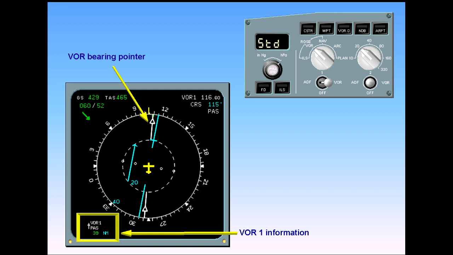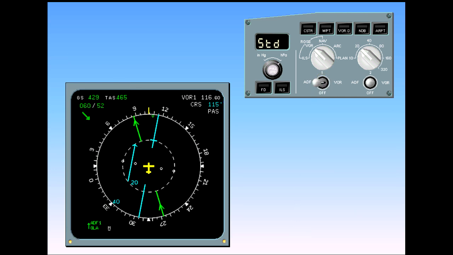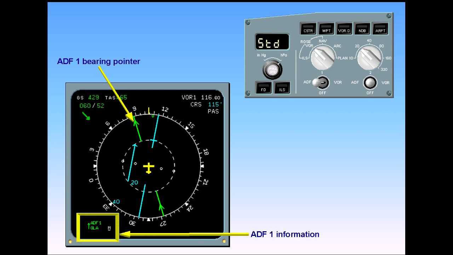Let's change the selection on the EFIS control panel to display ADF1 instead of VOR1. This is achieved by moving the number 1 ADF VOR selector to ADF. Select ADF1. The white VOR bearing pointer has been replaced by a green ADF bearing pointer. The VOR information on the bottom left of the display has been replaced by ADF1 information. Notice that the selection of the pointer has not removed the deviation information for VOR1.